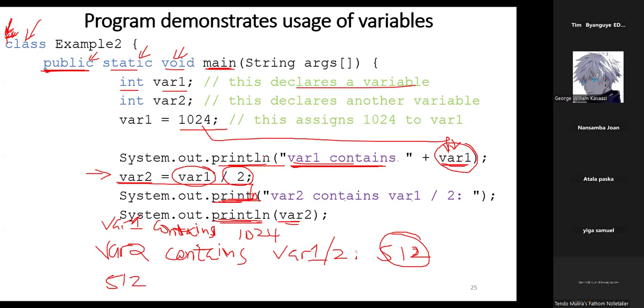var1 contains 1024. So the thing that will move the cursor is this ln. It will move the next output to the next line. So that's why "var2 contains" is seen on that line. But the reason we are seeing 512 displayed here is because print was used instead of println. println prints the contents and moves to the next line, whereas print prints the content and remains on that line. So the next output would be put right after, which would be here.